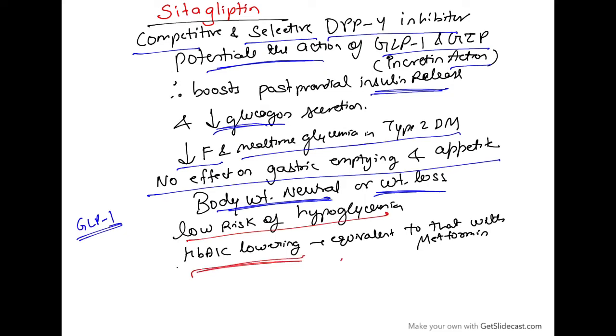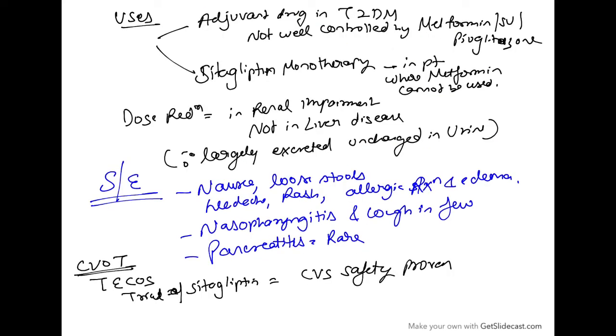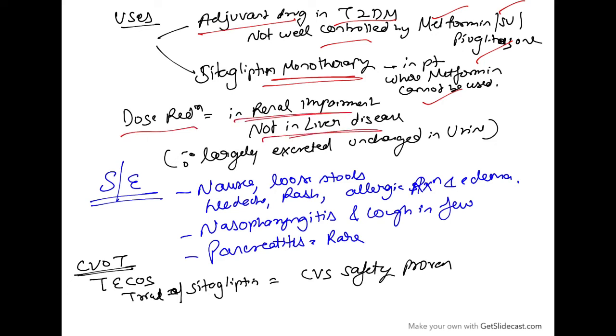HbA1c lowering capacity is similar to that of metformin. Now, they could be used as an adjuvant drug in type 2 diabetes mellitus, which is not controlled by metformin, sulfonylurea, and pioglitazone combinations. They can also be used as monotherapy when metformin cannot be used. Dose reduction is required in renal impairment, but not in liver diseases, because it is largely excreted unchanged in urine only.